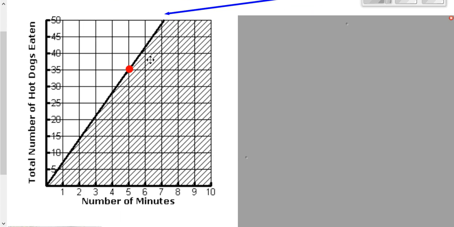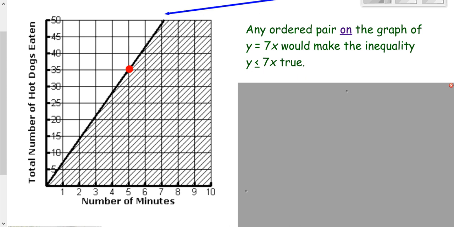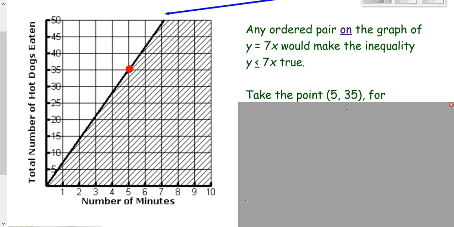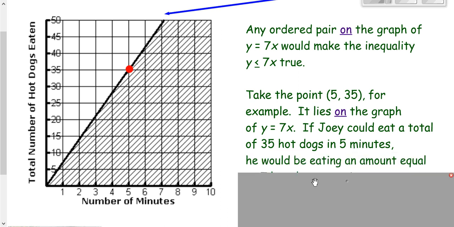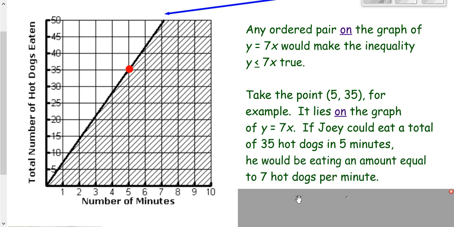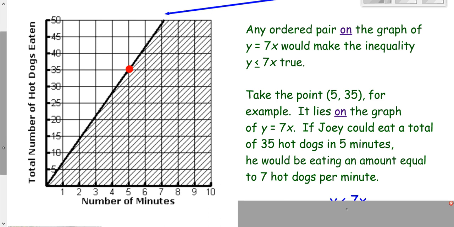Okay, let's look at (5, 35). Any ordered pair on the graph of y equals 7x would make the inequality y is less than or equal to 7x true. Take the point (5, 35), for example. It lies on the graph of y equals 7x. If Joey could eat a total of 35 hot dogs in 5 minutes, he would be eating an amount equal to 7 hot dogs per minute.